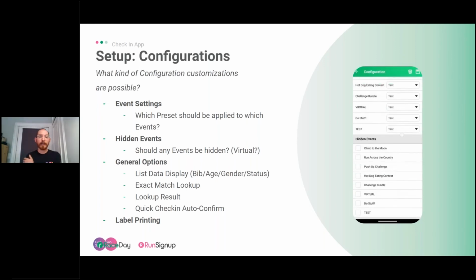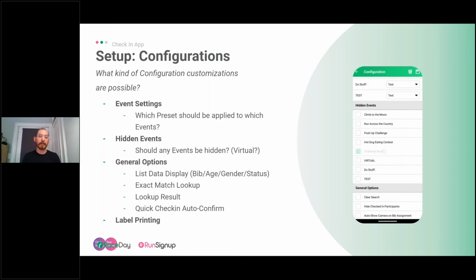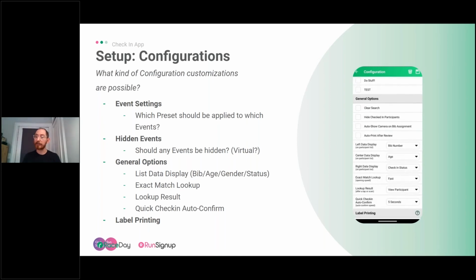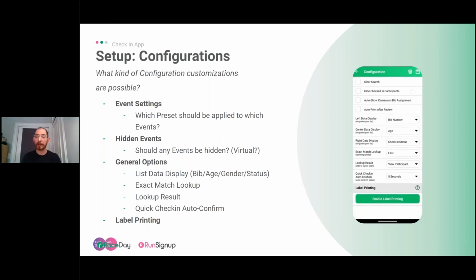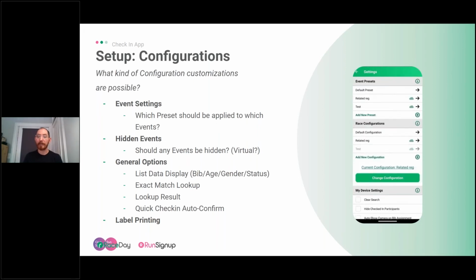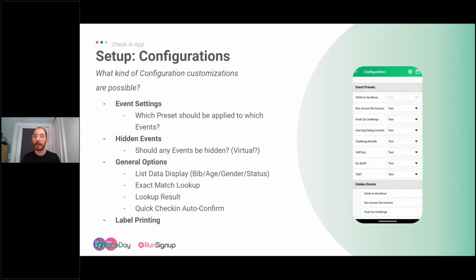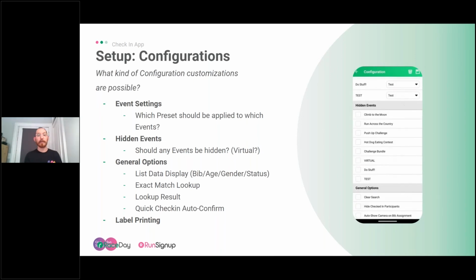And finally, on the configuration, you can enable label printing, which is a new feature for us, which we'll talk about in a little bit here. But basically, you do have to enable this on the configuration that you're using in order to print out labels of participants if that's what you want to do.